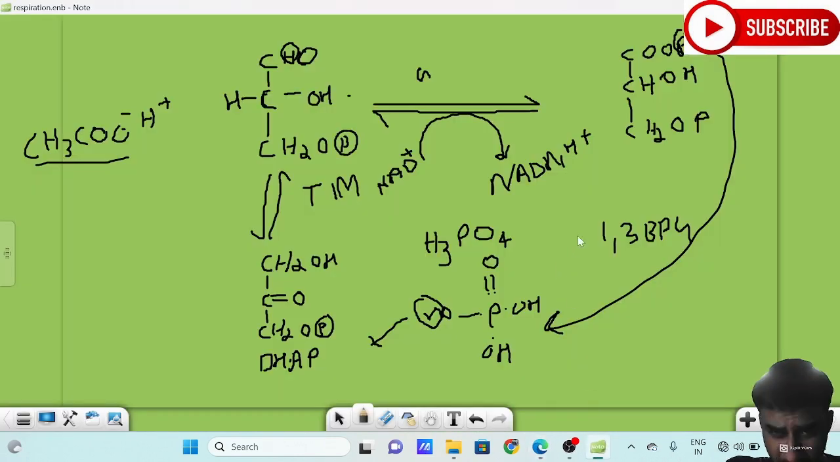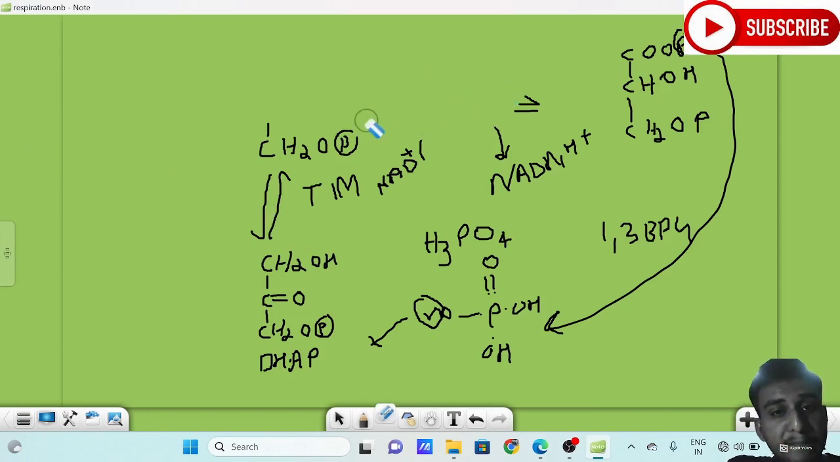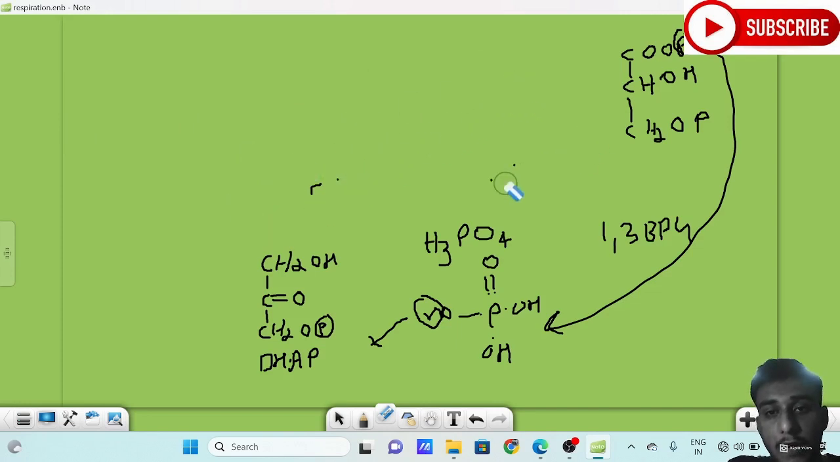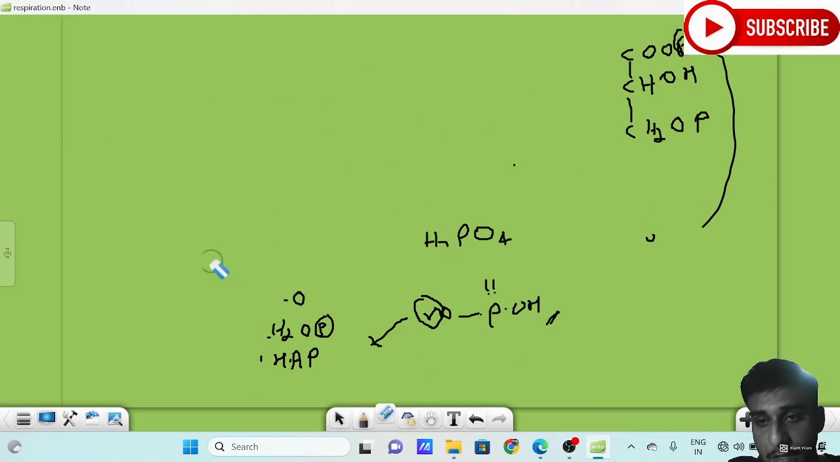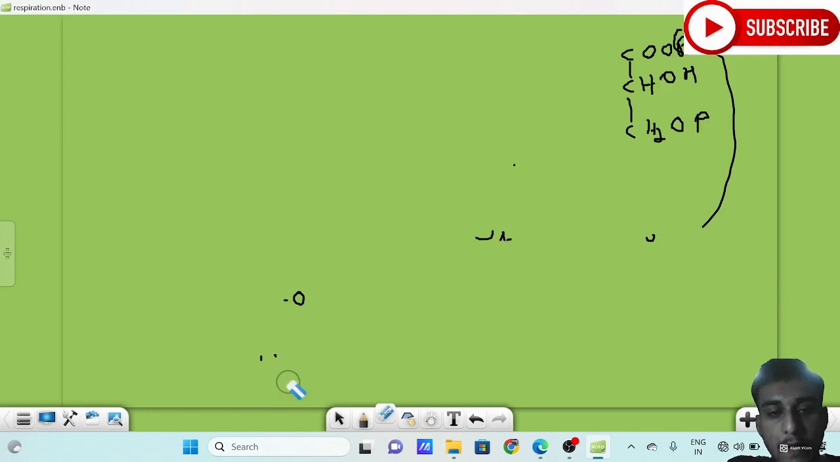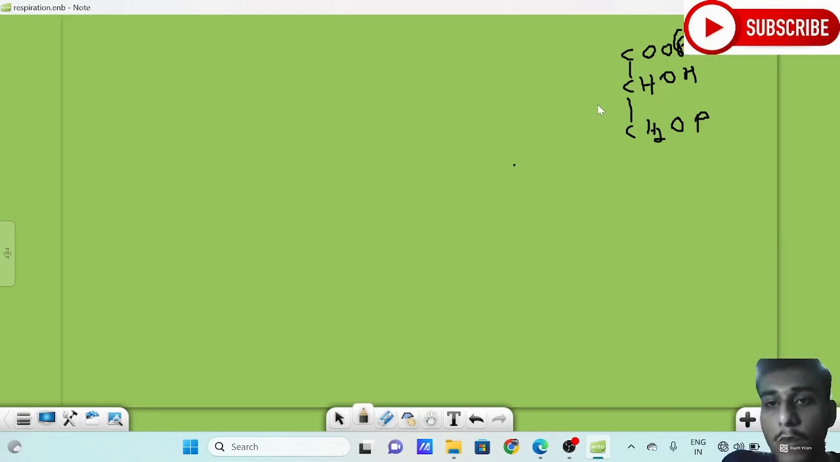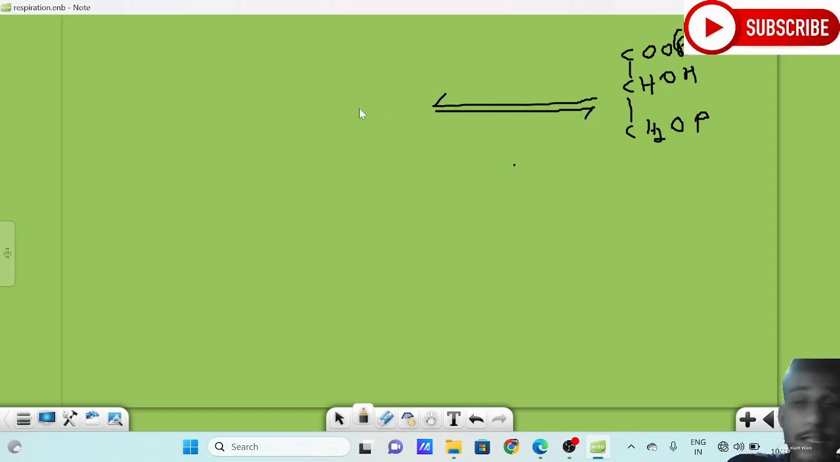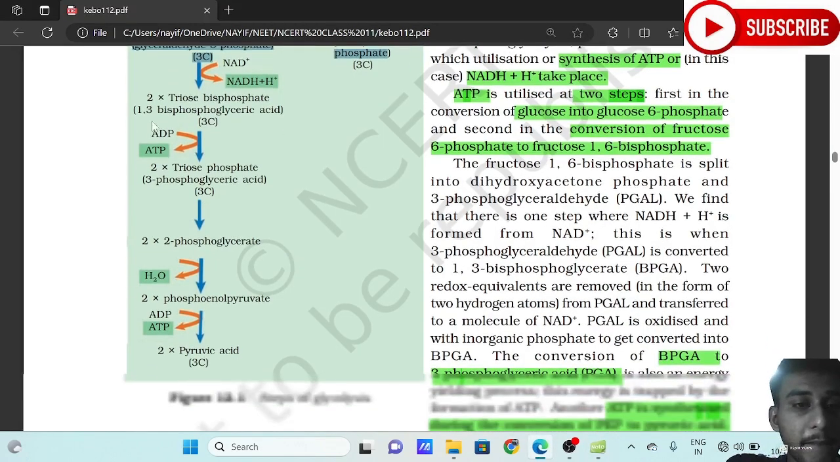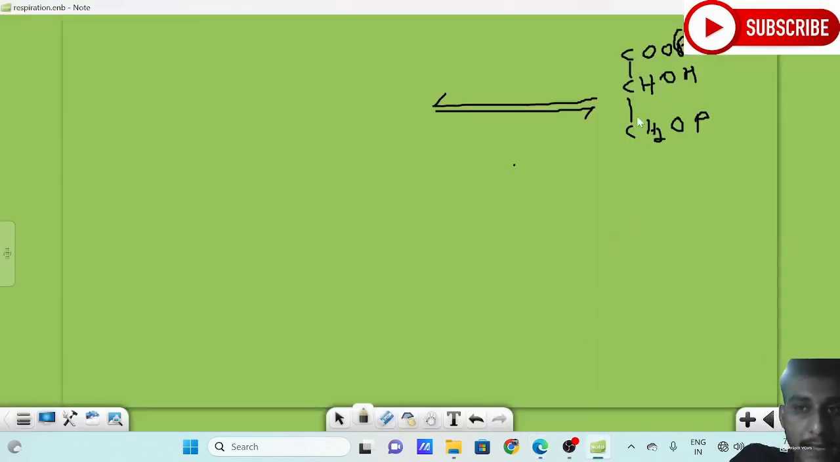Now the next structure is 3-BPG. 1,3-BPG to 3-BPG. So I will wrap the entire thing. I am saying it once more. The structures are not needed for you, but if you study the structure, it will be best. Okay, so we have formed 1,3-BPG. Now from 1,3-BPG, the next structure, this also exists in an equilibrium, is 3-phosphoglycerate, right? 3-phosphoglycerate or 3-phosphoglyceric acid. I said why it is known as glycerate or glyceric acid.